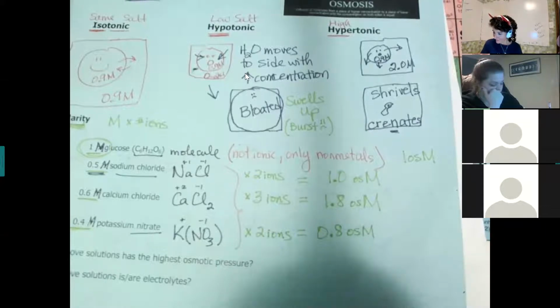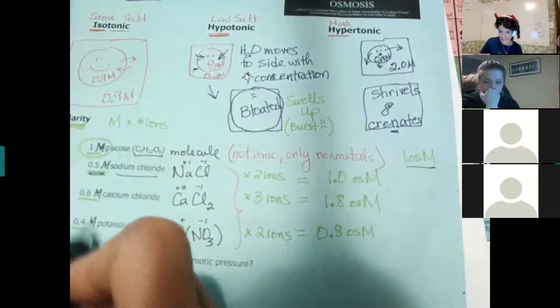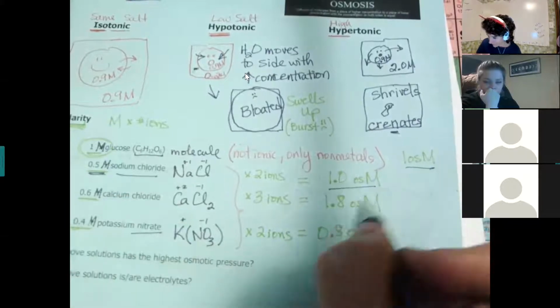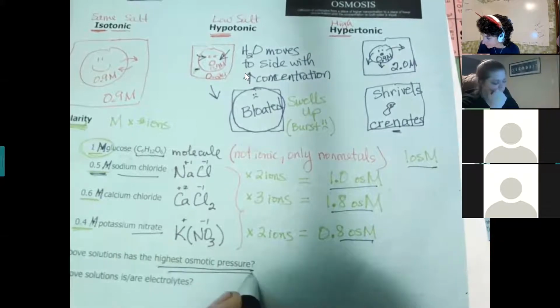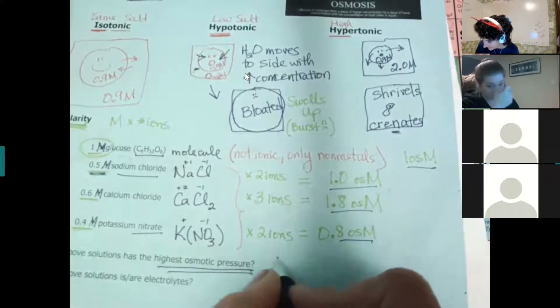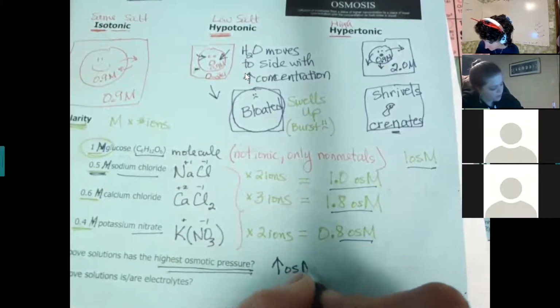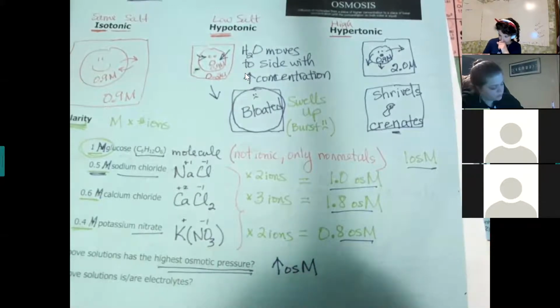All right, so we look at these numbers, not these. It's the final number that we look at. So the highest osmotic pressure is going to be the highest osmoles. So that would be our calcium chloride in this example.